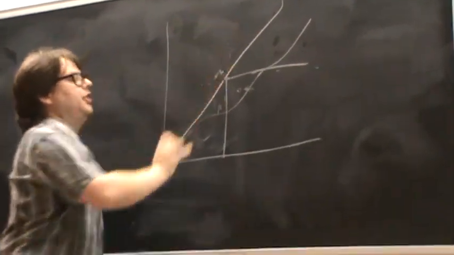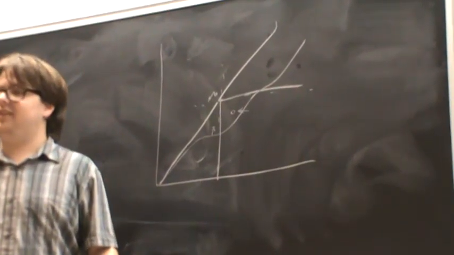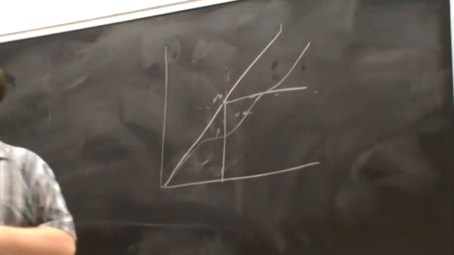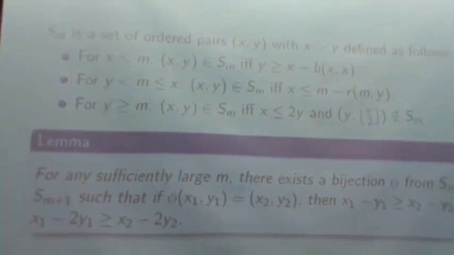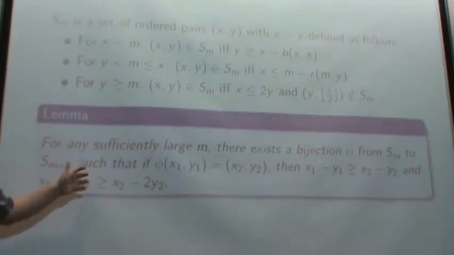What I'm going to do with this region is recursively define it in terms of these regions to have the period 2 scale invariance. So I'm going to define it so that it satisfies the scale invariance that we wanted. So that's going to be our sequence of sets S sub m. These are the properties that I just said. Now I have a lemma, and it's going to say that for sufficiently large m, there's going to be a bijection from S sub m to S sub m plus 1 in which all of the points move in the same general direction. They must satisfy these inequalities.